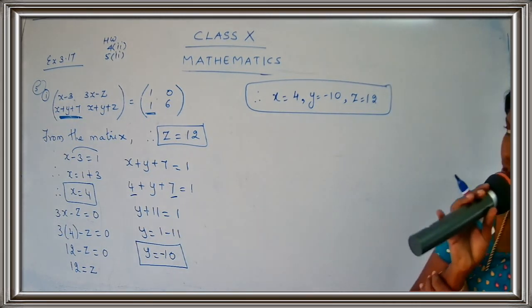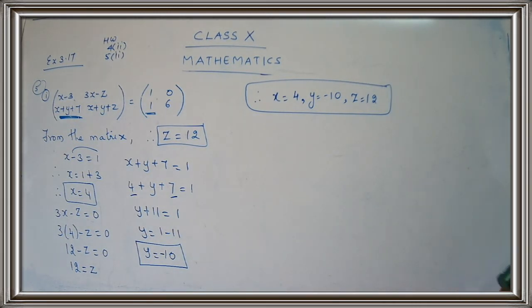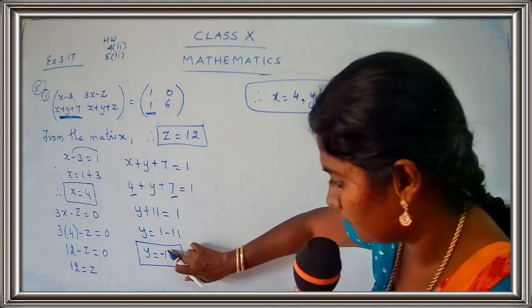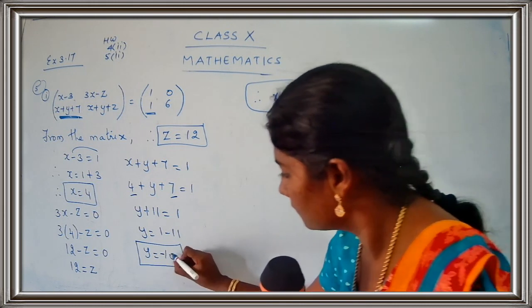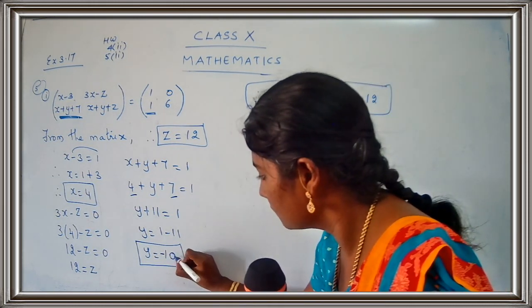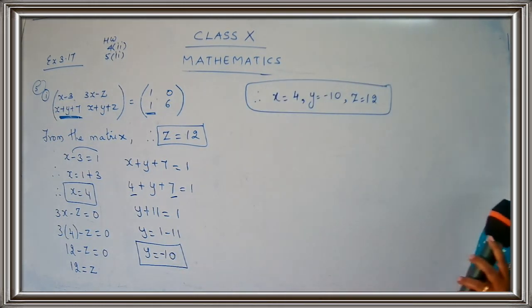Always highlight your answer. So we got the value for x, we got the value for y, and also we got the value for z. So we have completed the first subpart of question number 5. You have to complete the second subpart.